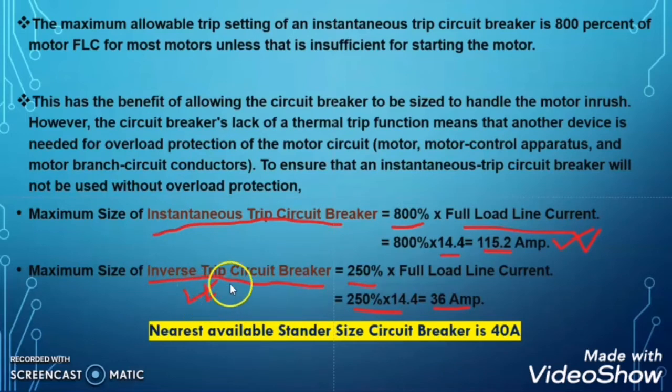Here I selected an inverse time trip circuit breaker. So my nearest available standard size circuit breaker is 40 ampere.